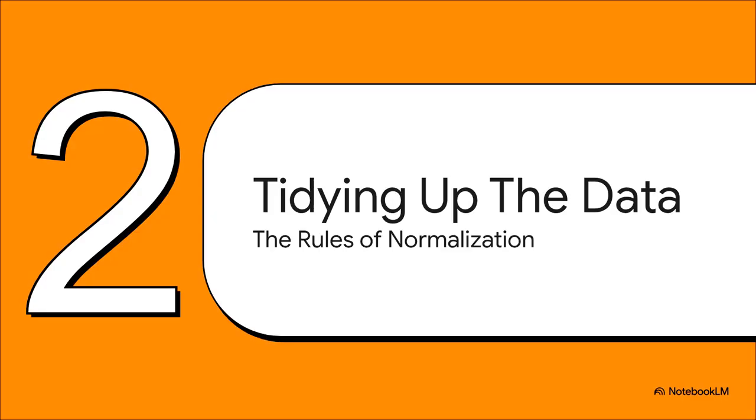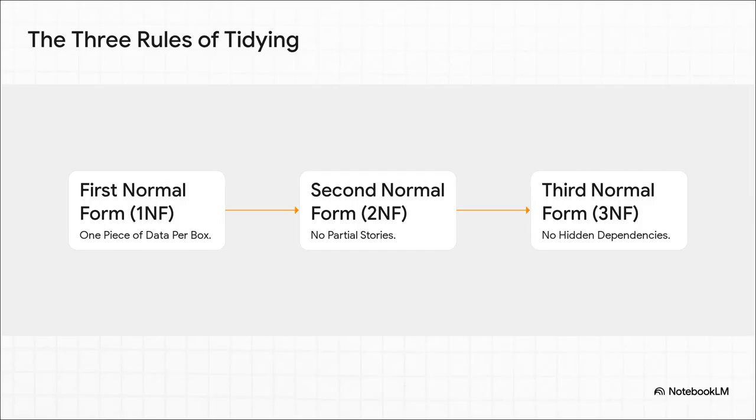All right, so we've designed our smart filing cabinet. We've got our drawers and our folders all planned out. Now it's time to actually organize the files inside them. This step-by-step tidying process has a name. It's called normalization. Normalization basically happens in stages, or what we call normal forms.